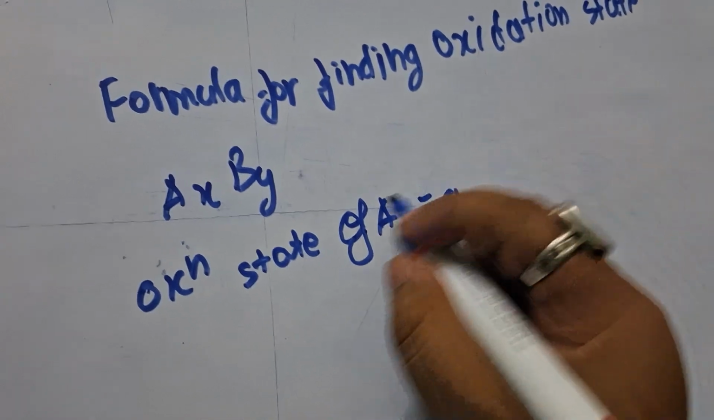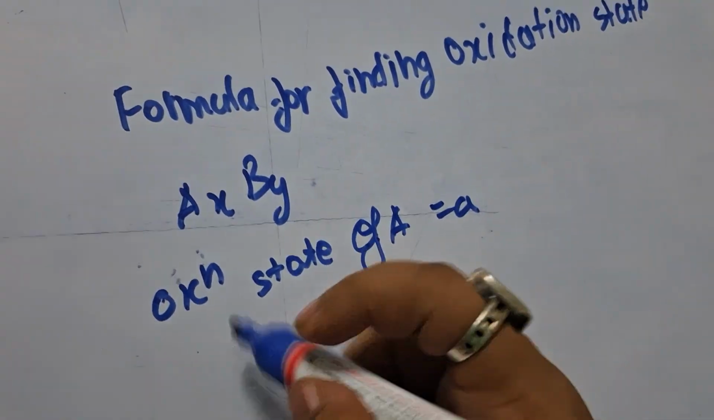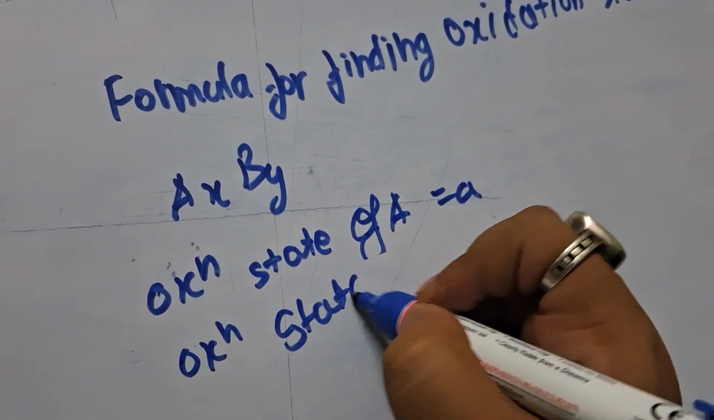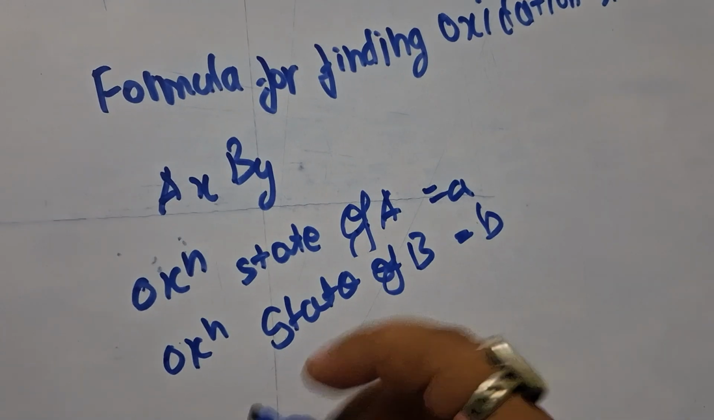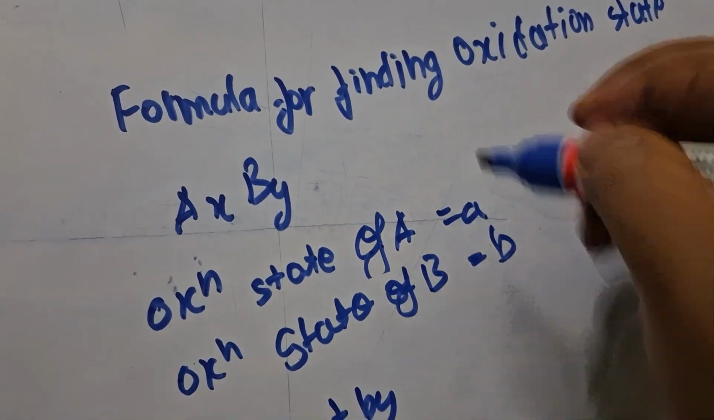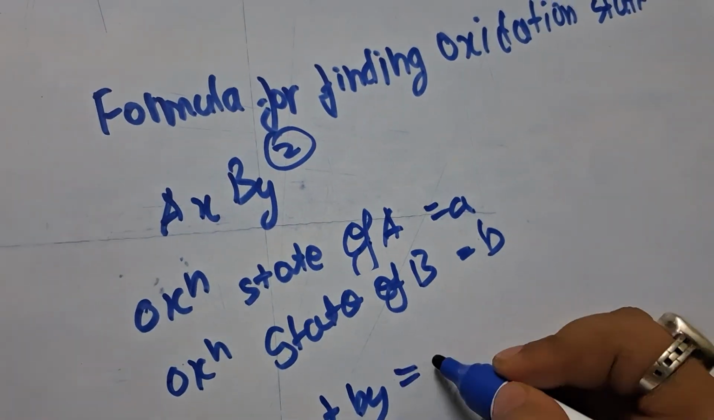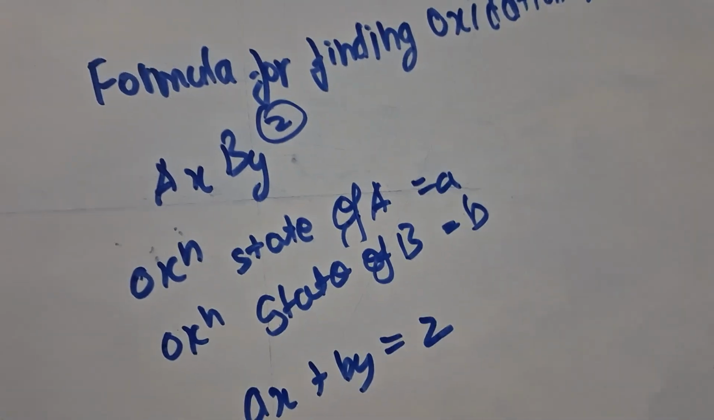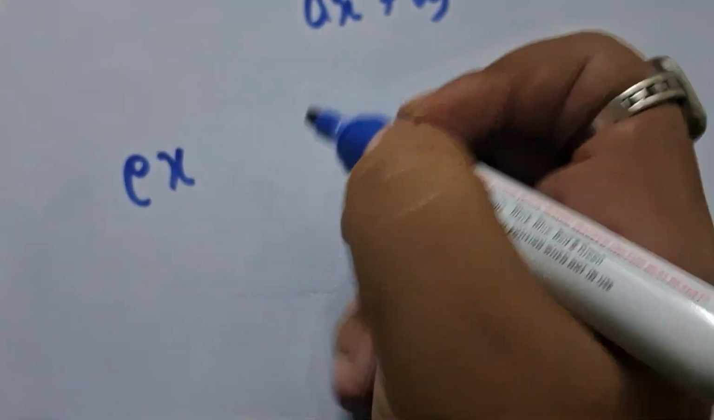Let's say the oxidation state of element A equals a, and the oxidation state of element B equals b. So a times x plus b times y equals z. Z is the charge, okay? ax plus by equals z. Now what do these mean? Let's take an example to clear that confusion up.